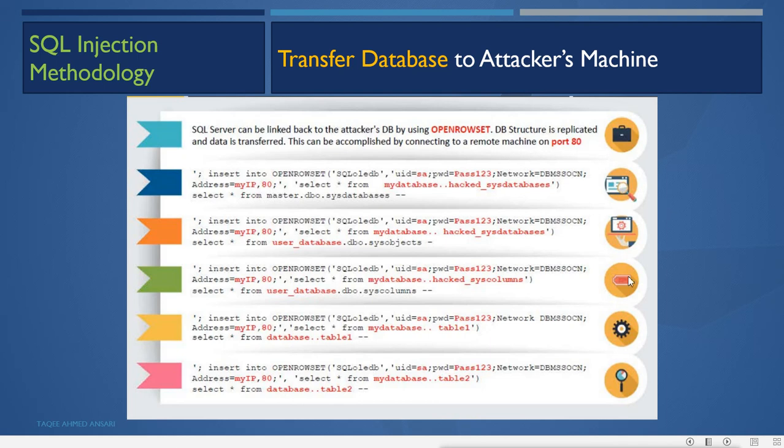So first what does the attacker do? The attacker creates its own database on its own machine, and then it will try to transfer the database from the server to its own local database. It will run these queries: insert into this OPENROWSET, and then SQLOLEDB, UID of this user, sa, password this, network this, address this, select from my database, hex system database, select from master..sysdatabases. By using these queries, it can transfer the database from the database server to the attacker's machine.